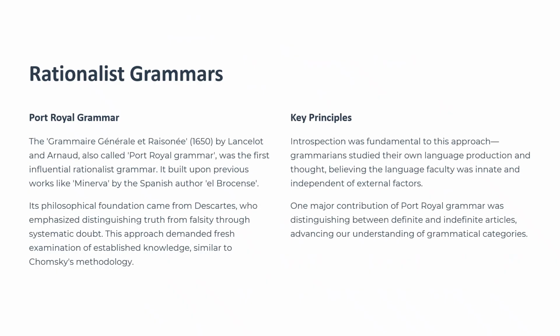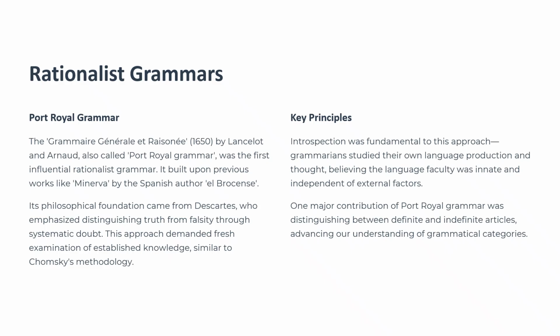Rationalist grammars. Port-Royal grammar. The Grammaire générale et raisonnée, 1650, by Lancelot and Arnauld, also called Port-Royal grammar, was the first influential rationalist grammar. It built upon previous works like Minerva by the Spanish author El Brocense. Its philosophical foundation came from Descartes, who emphasized distinguishing truth from falsity through systematic doubt. This approach demanded fresh examination of established knowledge, similar to Chomsky's methodology.